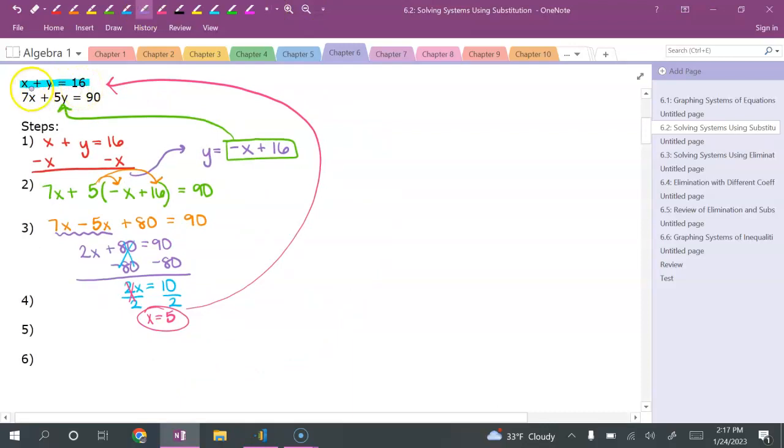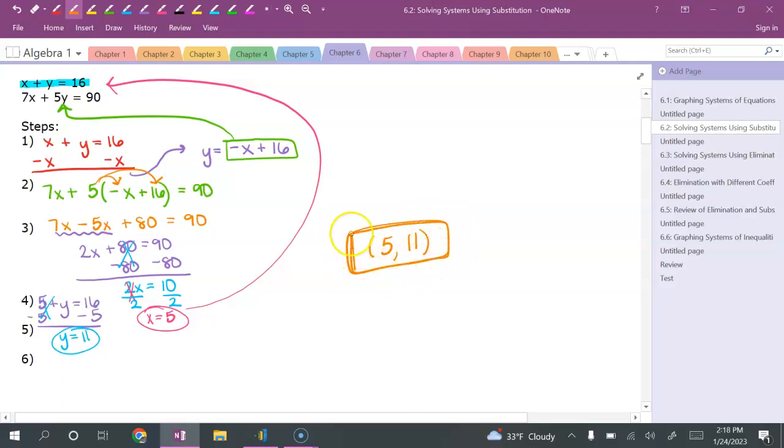So instead of putting x plus y, I'm going to do 5 plus y and set that equal to 16. Now to solve that, I'm going to subtract the 5. And so I get y equals 11. Okay, so there's your solution, 11 and 5. As a coordinate, just like when we were graphing, we would write that as x first, so 5 first, comma, then your y, 11. So this would be the solution. This is where those two lines would have crossed on the coordinate plane if I was graphing them, but I'm not doing graphing right now.